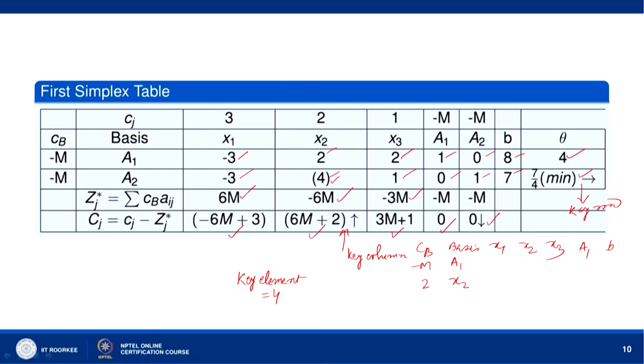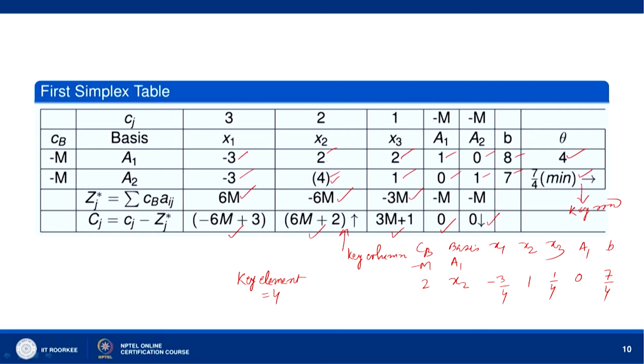Now, what we will do is divide all the elements of the key row by the key element. So, we get minus 3 by 4, 1 by 4, 0, and 7 by 4. Now, having made the key element unity, we subtract suitable multiples of this from the other rows to make the other entries in the key column zeros. So, we have to make this 2 zero. That means we multiply by 2 and subtract from the first row.